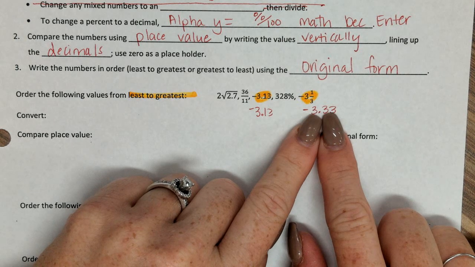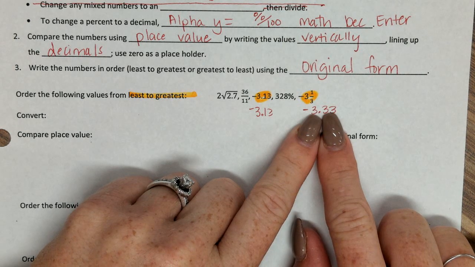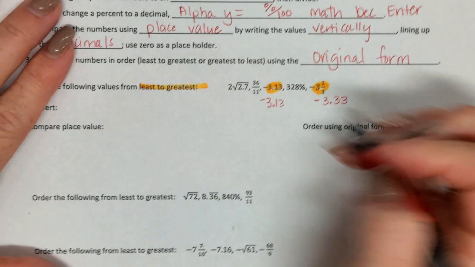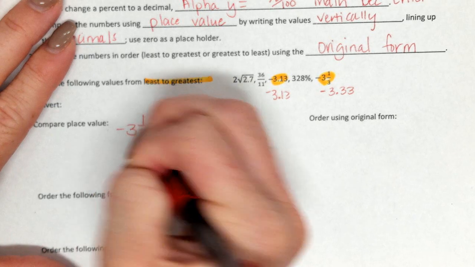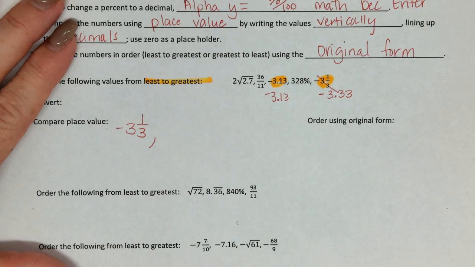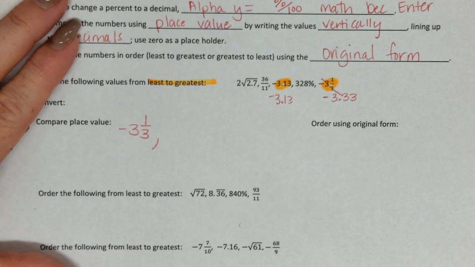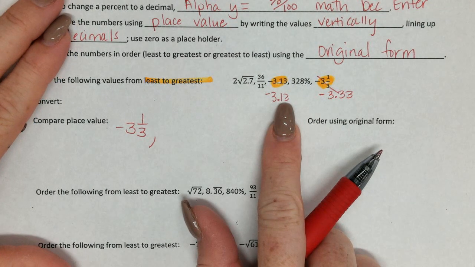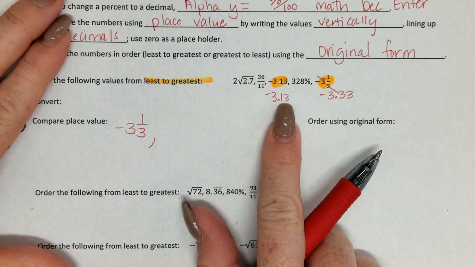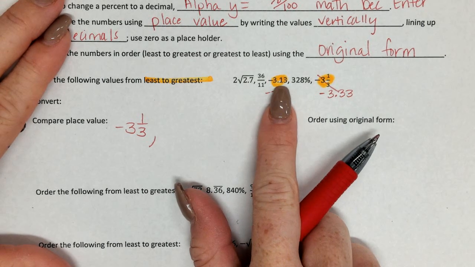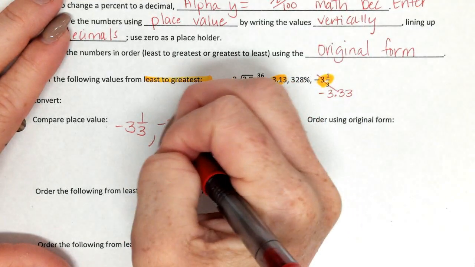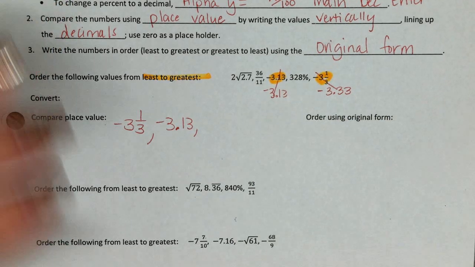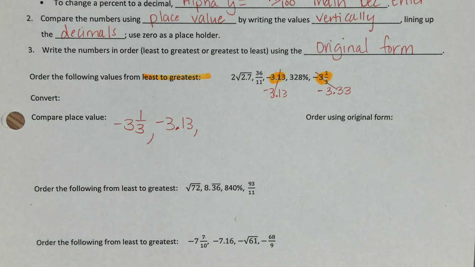So I'm going to write this one first in its original form. I'm not going to write negative 3.33. I'm going to write negative 3 1/3. Then I'm going to mark it out to show that I'm done with it. Obviously, this one's going to come next because it's the only other negative. Again, I'm going to write it in its original form, which is the decimal form. So negative 3.13. And notice I mark them out as I go.